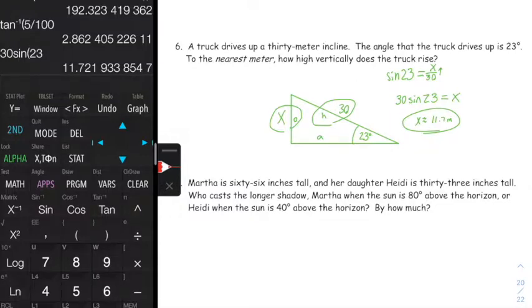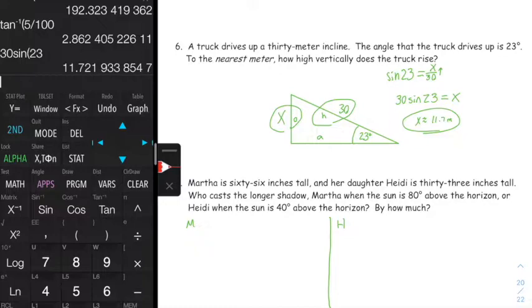Okay, let's see here. This next one is Martha is 66 inches tall and her daughter Heidi is 33 inches tall. Who casts a longer shadow, Martha when the sun is 80 degrees above the horizon, or Heidi when the sun is 40 degrees above the horizon? So basically we've got two problems here. I'll do Martha over here, and then I'll do Heidi on this side.